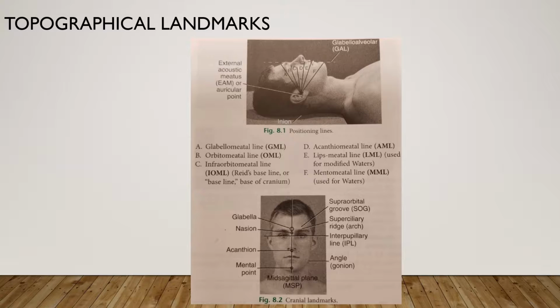The first line you're seeing is line A, which is the glabellomeatal line. B is the orbital meatal line. C is the infraorbital meatal line. D is the acanthomeatal line. E is the lips meatal line. And F is the mentomeatal line. So we're going to be using quite a few of these when we're doing our positioning.